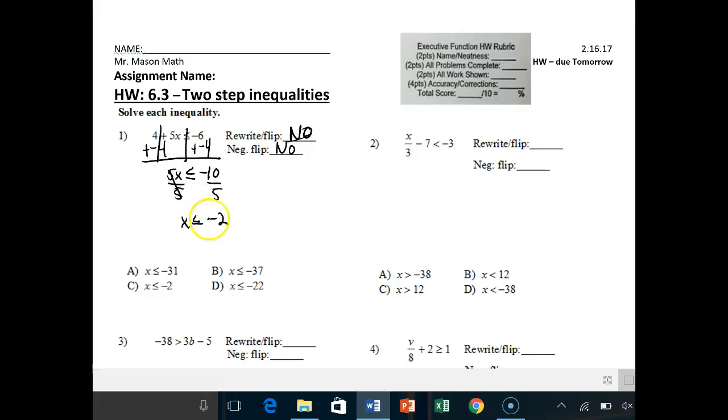Now, I don't flip my sign because my answer is negative, right? It just stays exactly like that because I divided by a positive. So C is my answer. And no, we don't have to graph today. I'm going to help you out with number 2 as well.